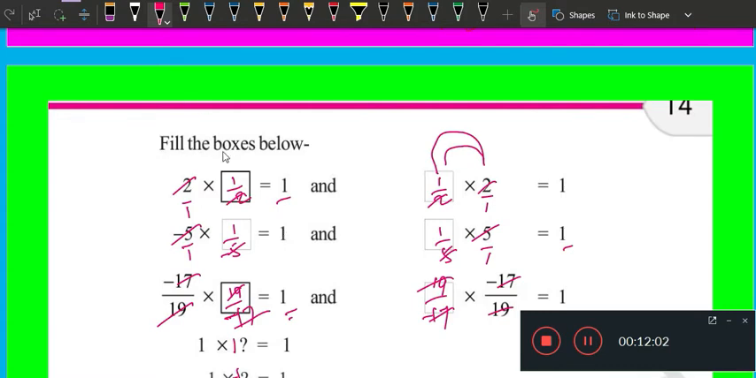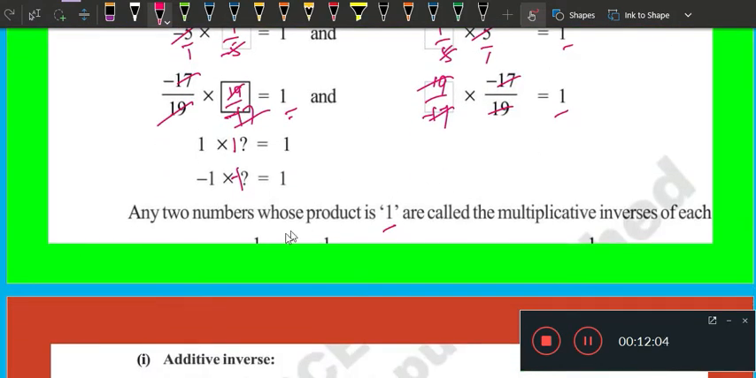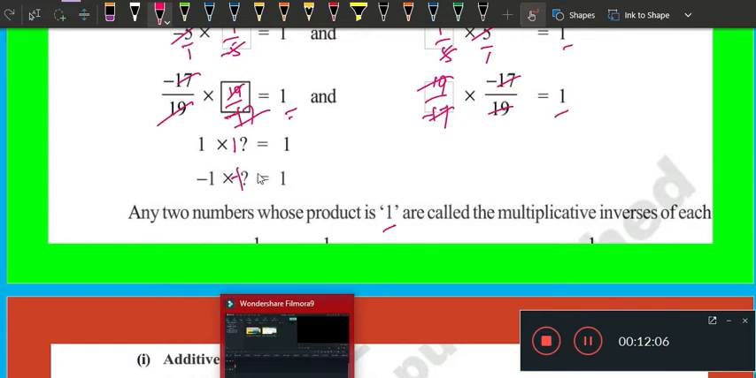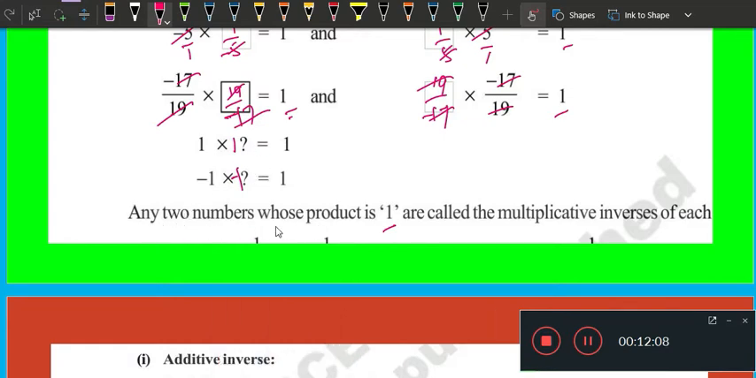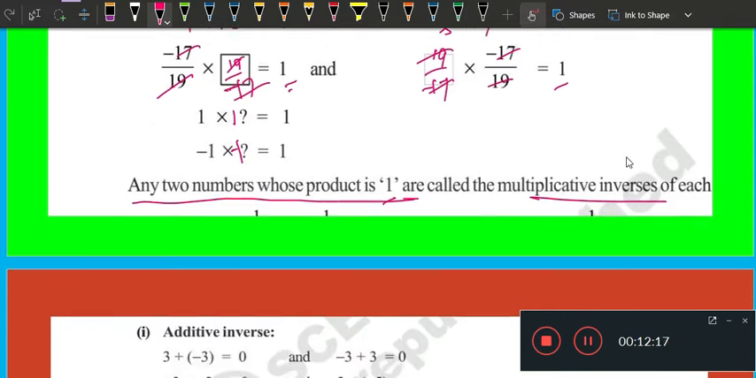Okay, students. Similarly, this also. So here any two rational numbers whose product is 1 are called the multiplicative inverses of each other.